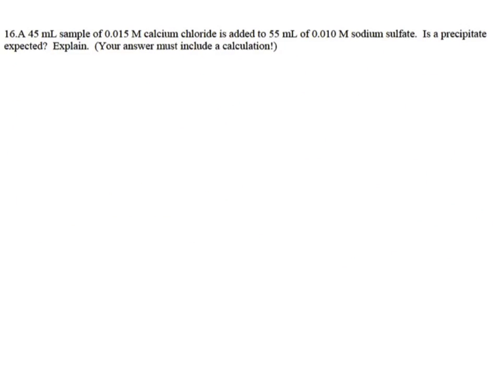Okay. Another one. This time, 45 mL of 0.015 molar calcium chloride is added to 55 milliliters of sodium sulfate. Is a precipitate expected? Explain. Your answer must include a calculation. So when you see something like this, with 45 mL added to 55 mL, think of dilution. We're diluting something.